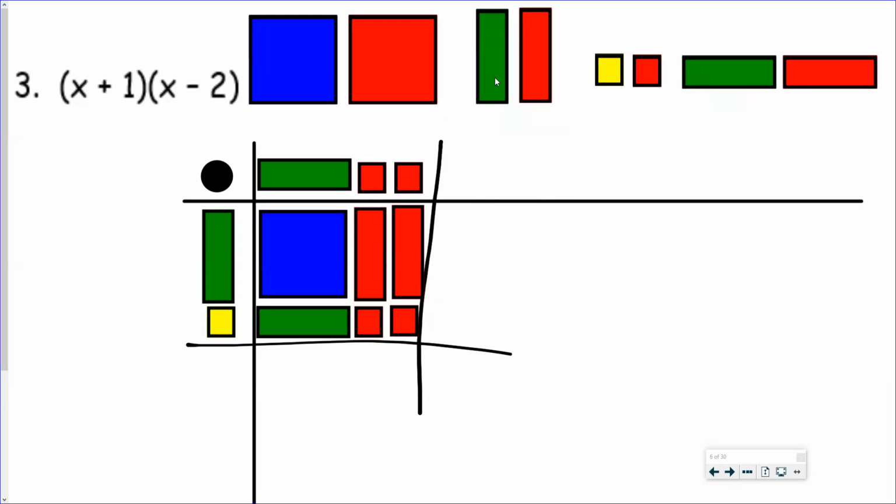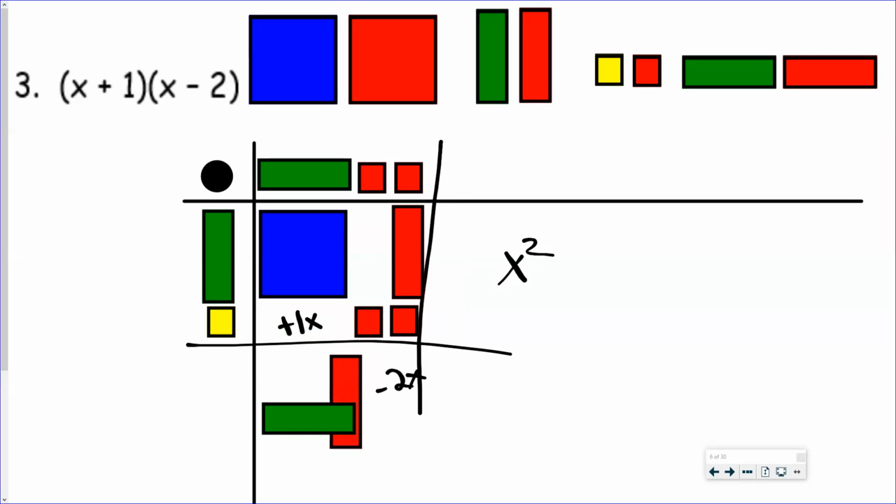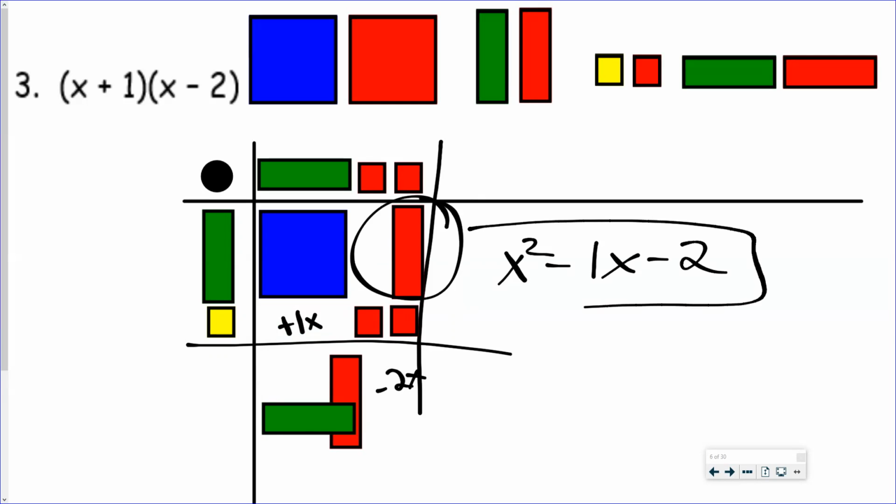All right, so let's go ahead and see what we got. We got an x squared. Over here, we got a negative 2x, and over here we have a positive 1x. Remember what we were talking about yesterday, that if we have a positive and a negative right here and right here, they cancel each other out. So now all I'm left with is a negative 1x, and then minus 2. And that's what we get when we multiply x plus 1 times x minus 2.